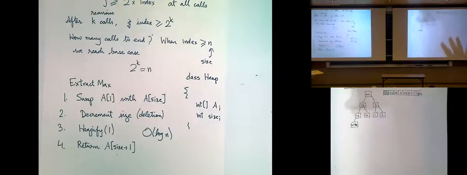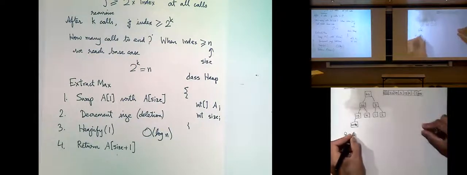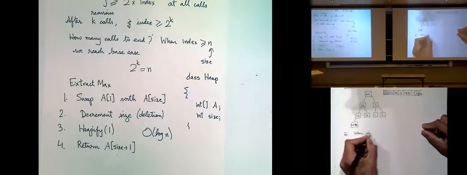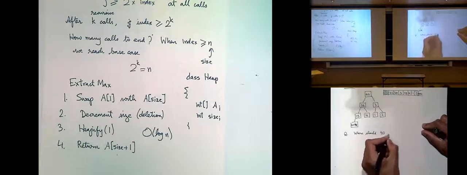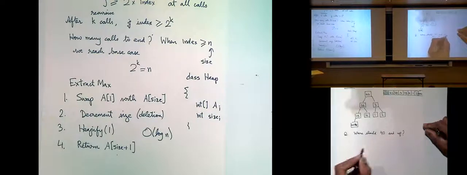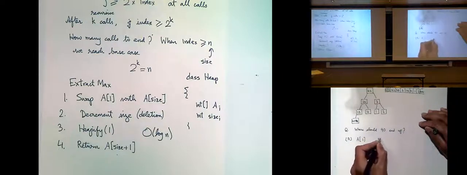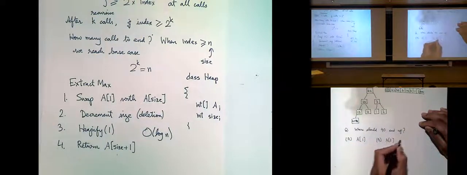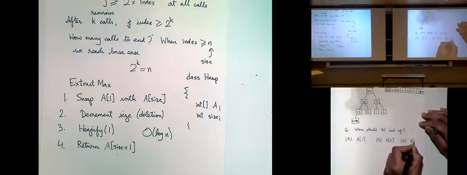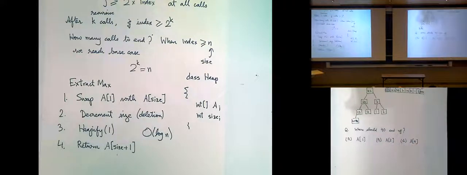Actually, let me ask this question. Where should 40 end up? Is it going to end up at A of 1, at A of 2, or does it end up at A of 4? So you should be able to work this out. It's not too bad. Right? Which index does it end up?